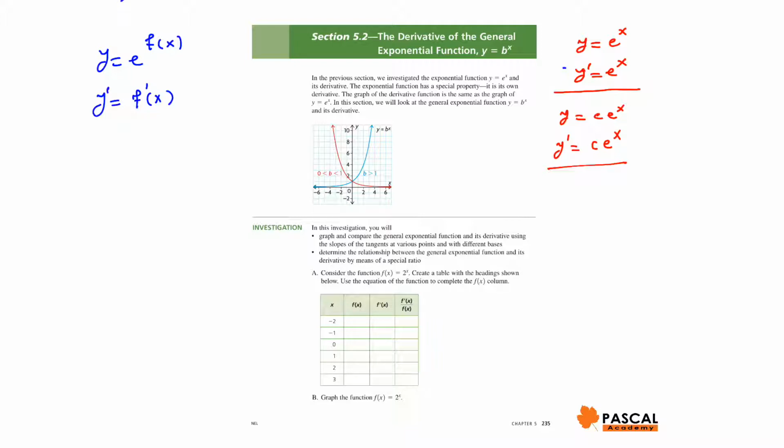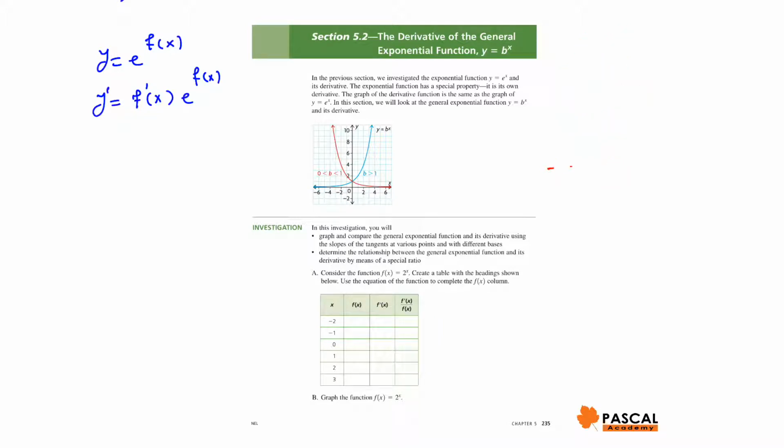E to the power of f of x is a combination of e to the power of x and f of x. Therefore, by the chain rule, the derivative of e to the power of f of x would be f prime of x e to the power of f of x.